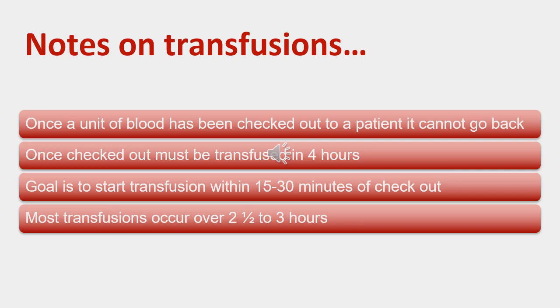If initiating a transfusion within 30 minutes occurs, most transfusions will be completed within 2.5 to 3 hours. For the adult patient, the ideal transfusion rate is between 100 to 150 mL. If you check out a unit of blood and begin it within 30 minutes and reach a 100 mL per hour transfusion rate within the first 30 minutes, you will administer that blood product in 4 hours.